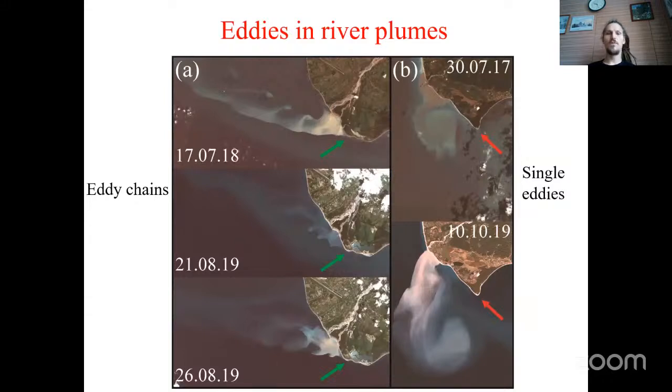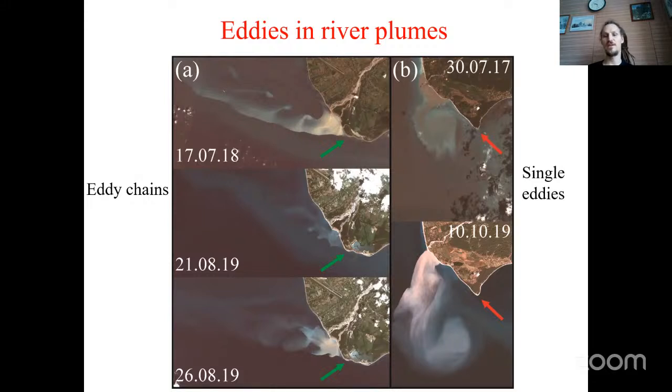River plumes often interact with eddies, and it's the same. It's two other rivers at the same Black Sea coast, and you can see on the left eddy chains which capture some parts of water from river plumes and move this water offshore of the river.